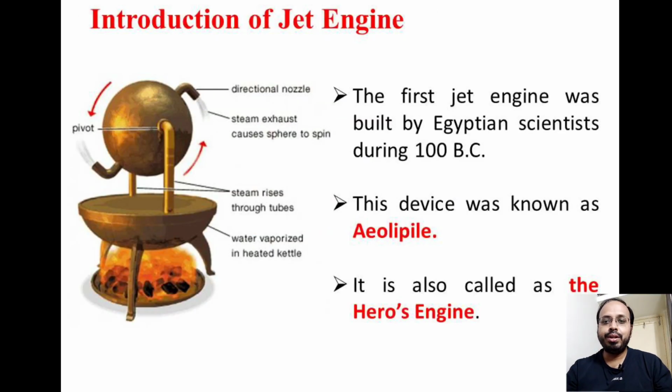The first point is the introduction of the jet engine. We know that the first jet engine was built by an Egyptian scientist around 100 BC. What I have shown here is called an aeolipile. That aeolipile is an example of how a jet engine works, and Egyptian scientists had already invented it at the time of 100 BC. The aeolipile is an example of the jet engine, and it is also called Hero's engine. So this is the small history part related to the jet engine.